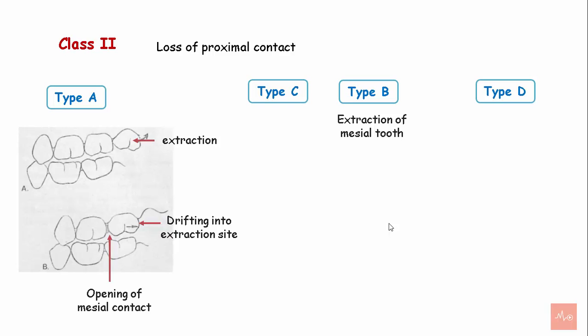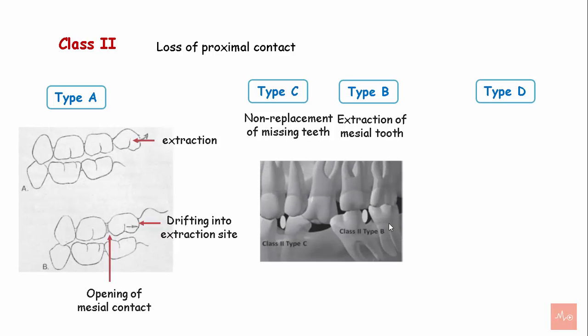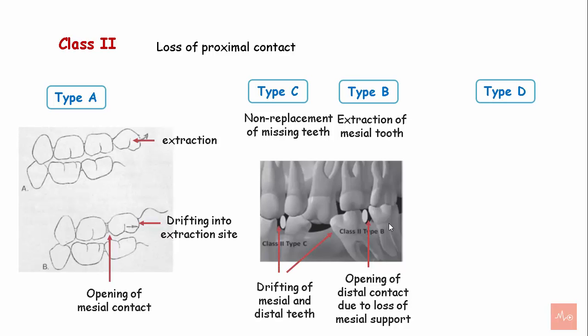Type B is associated with extraction of a mesial tooth, whereas Type C is associated with non-replacement of any missing teeth. In Type B, extraction of a mesial tooth leads to opening of the distal contact due to loss of the support. In Type C, there is drifting of the mesial and the distal teeth, leading to opening of the proximal contact, leading to food impaction.